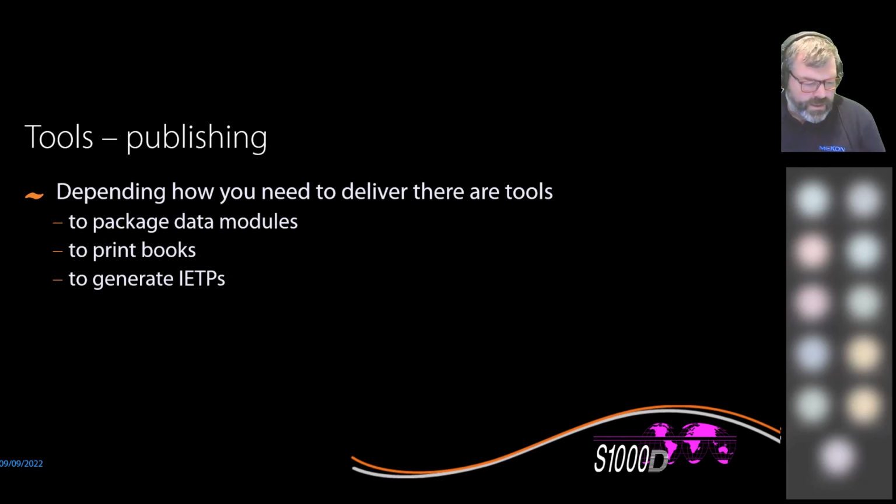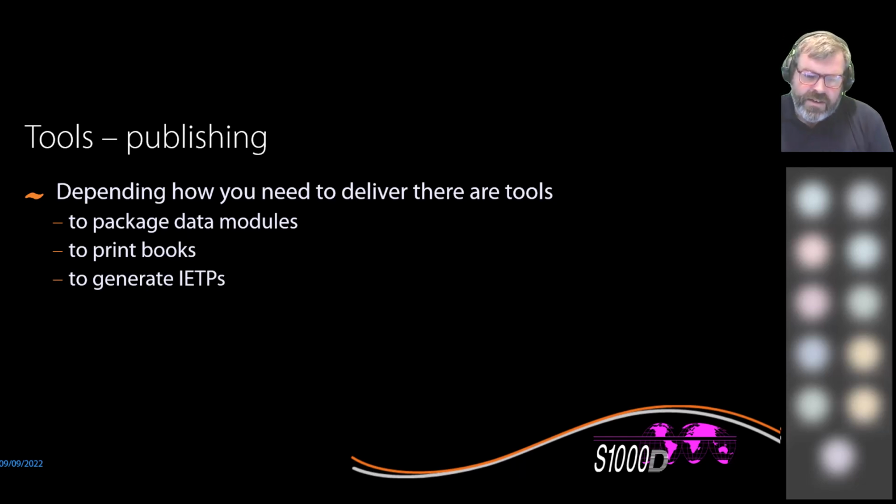And then publishing. One of the good things about S1000D is the fact that it's in XML. It means that you can publish it however you need it to. So you could just send away data modules. You could use that to print books if you use an appropriate style sheet, and you can use it to generate interactive electronic technical publications, IETPs.